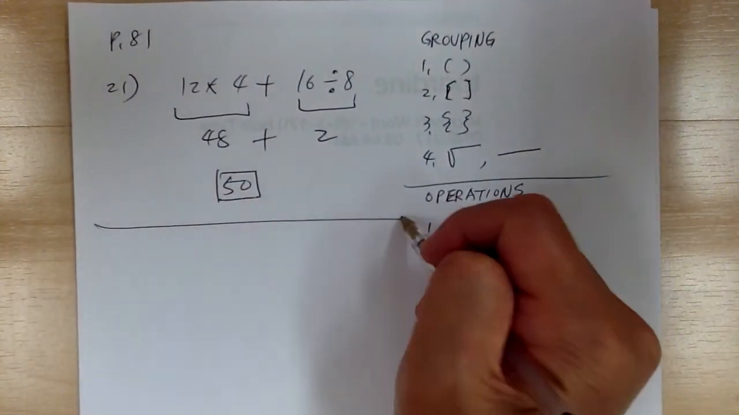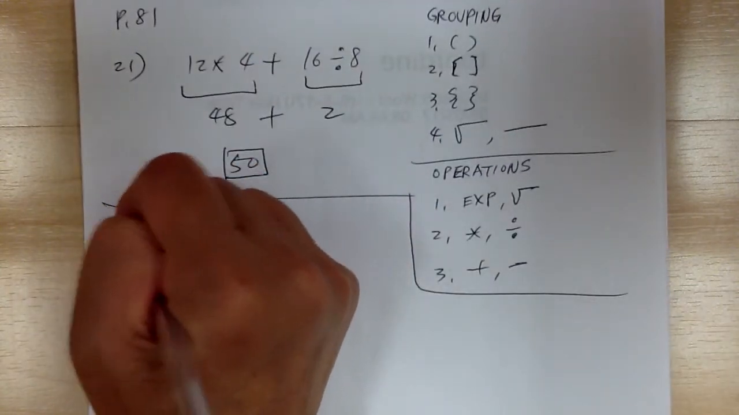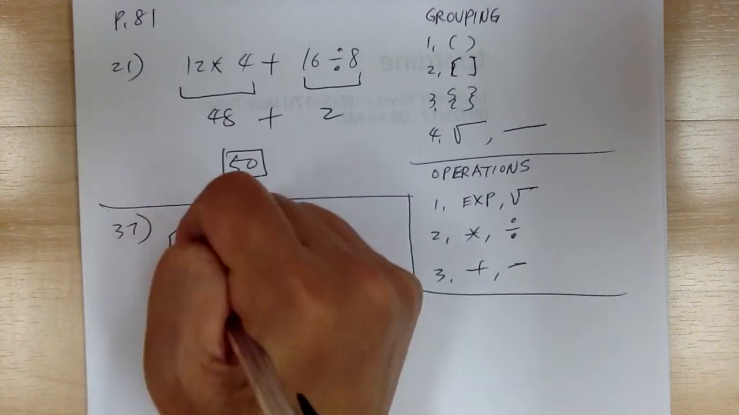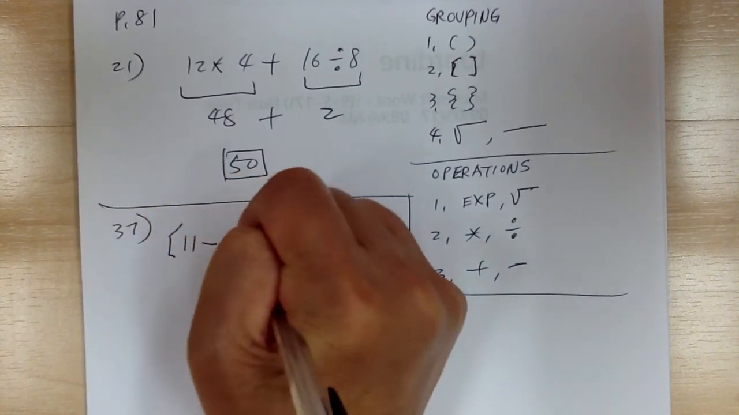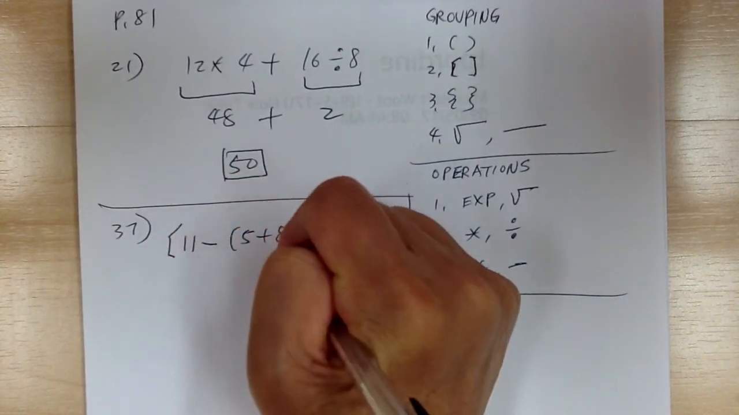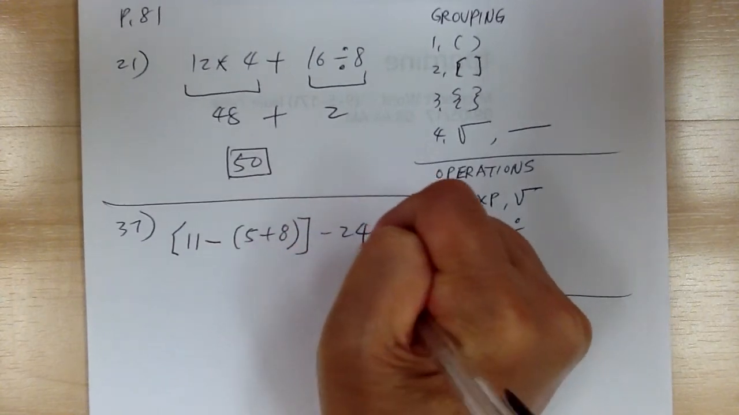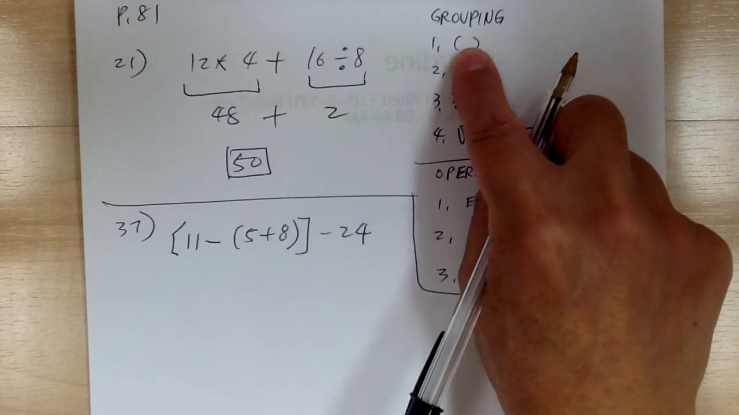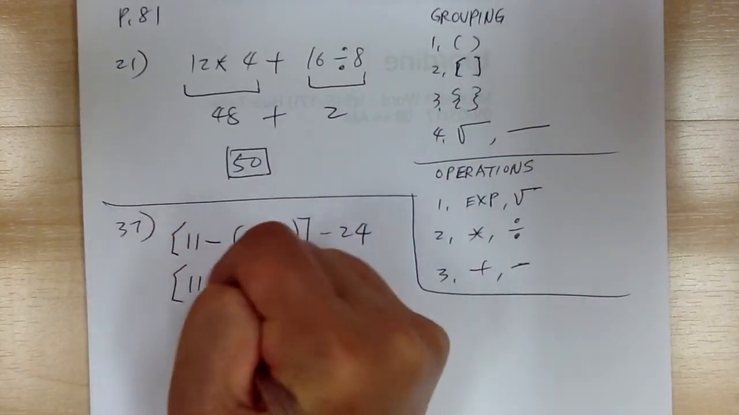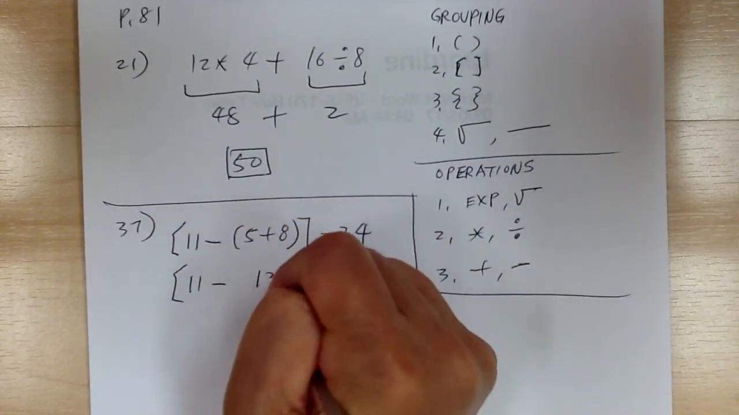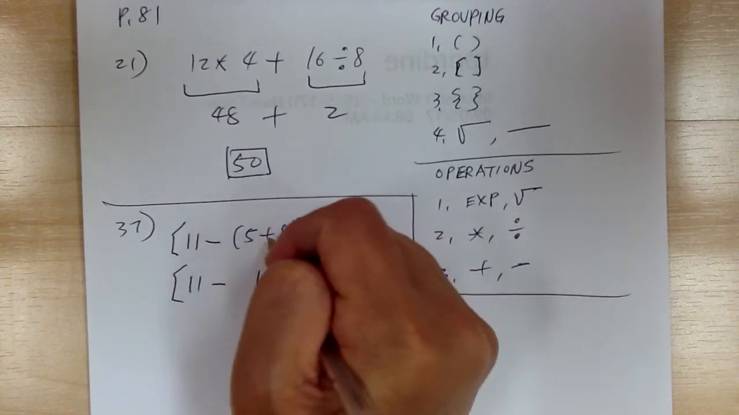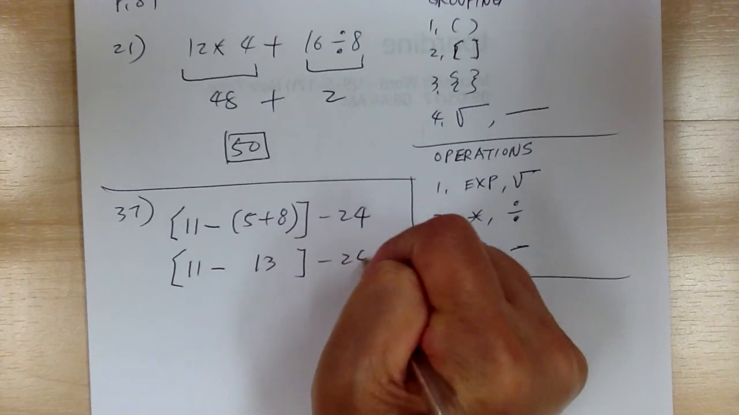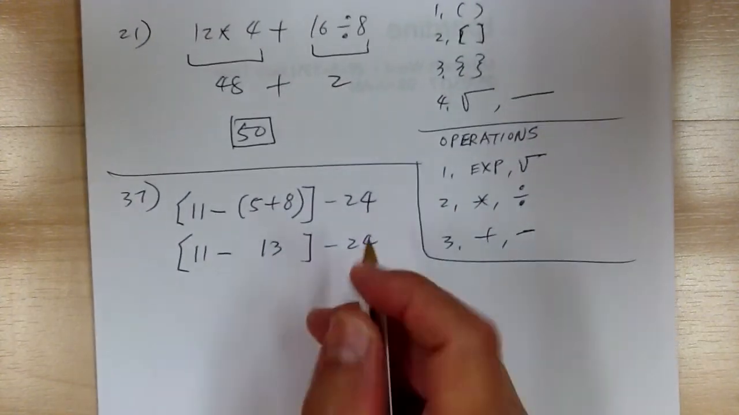Okay, let's go to number 37. You have bracket 11 minus parentheses 5 plus 8, bracket, minus 24. For this, you have to do the parentheses first, right? Grouping, parentheses first. So you're going to get 11 minus, and 5 plus 8 is 13. Once you use the operation, the parentheses is gone. Then from here, you have to do the bracket, okay?